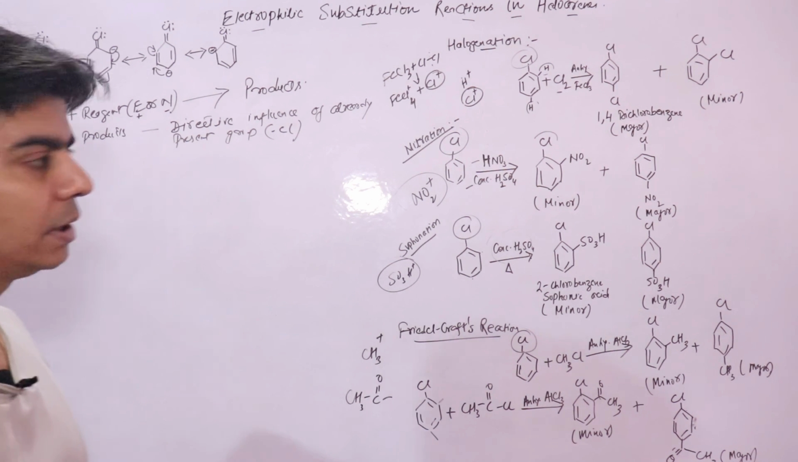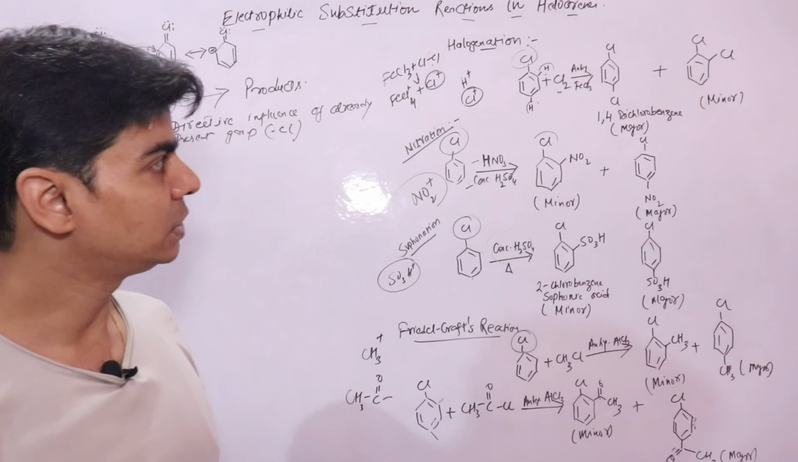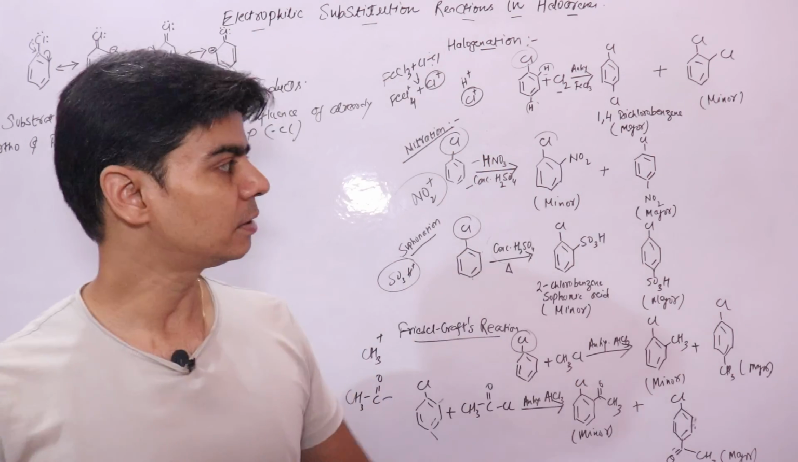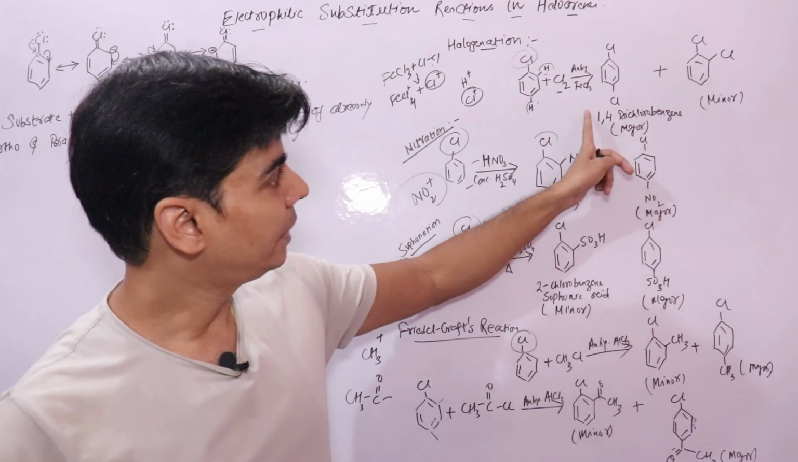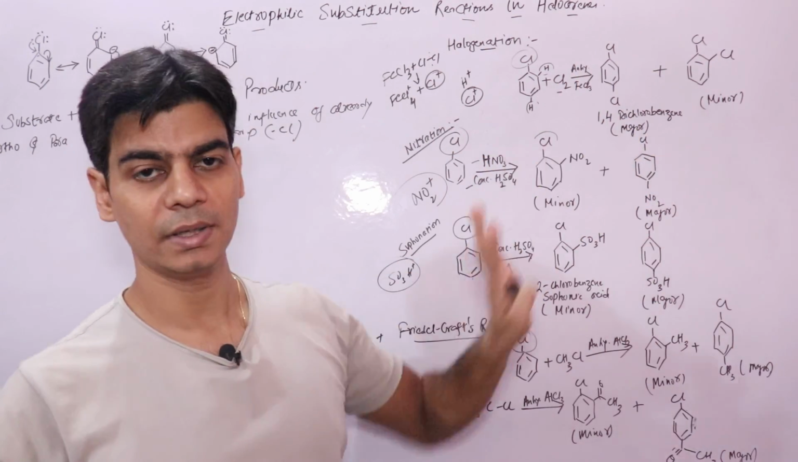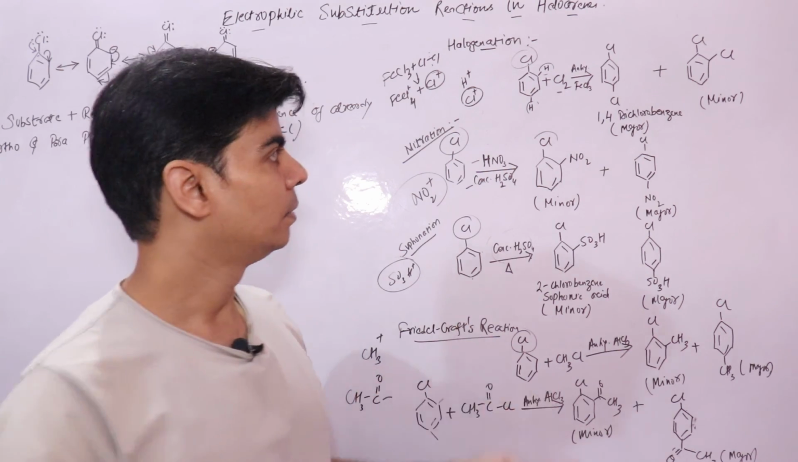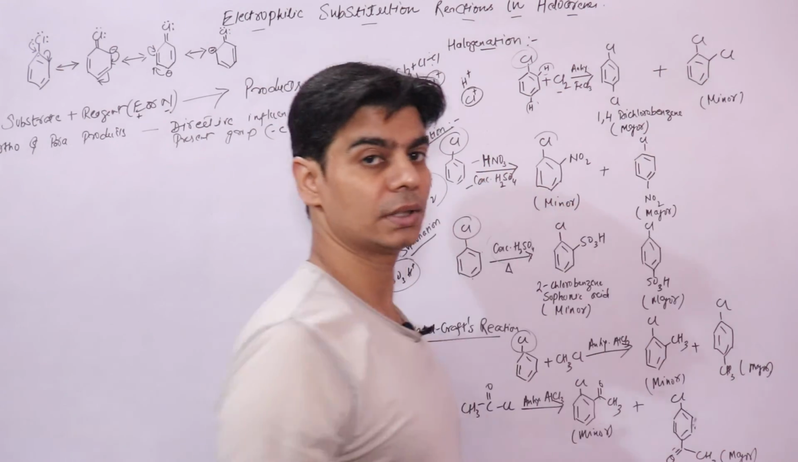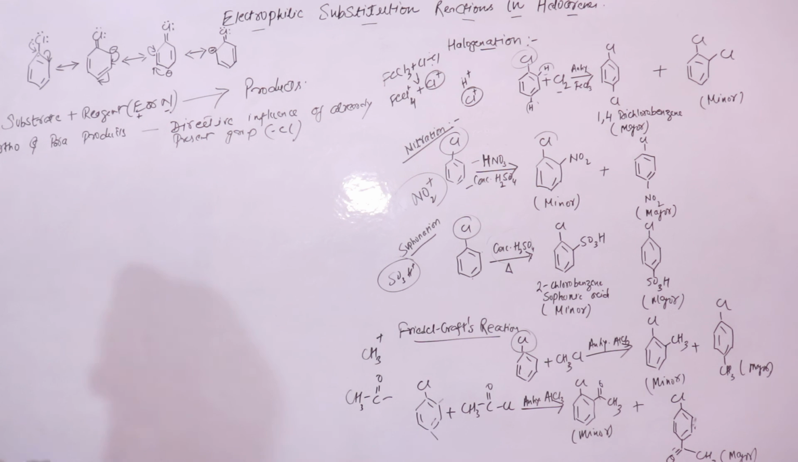Now the other important thing in these reactions is that you will see this ortho product is always minor, we have mentioned it as minor, and your para product is always major. So the para product would be in large quantity and your ortho product is in lesser quantity.